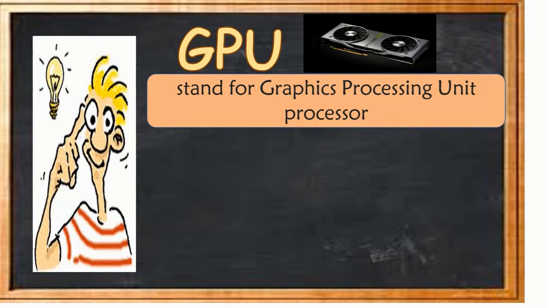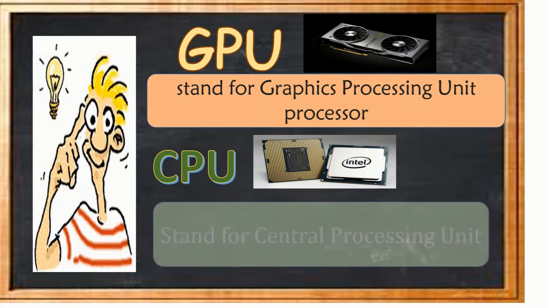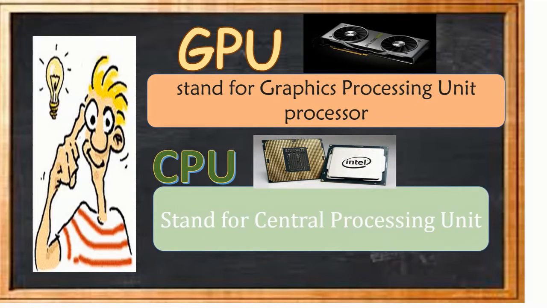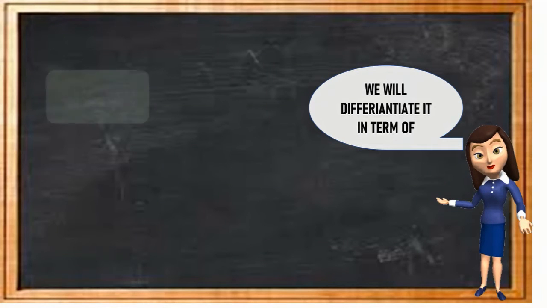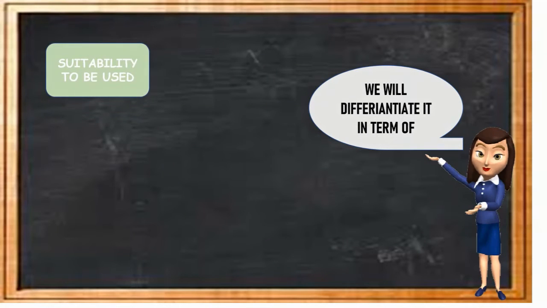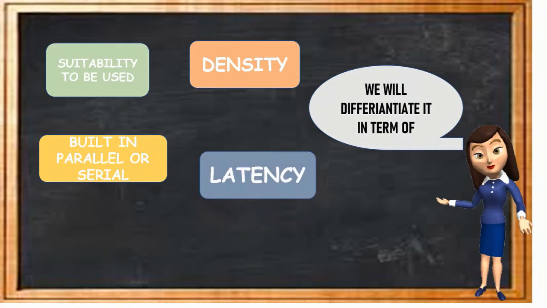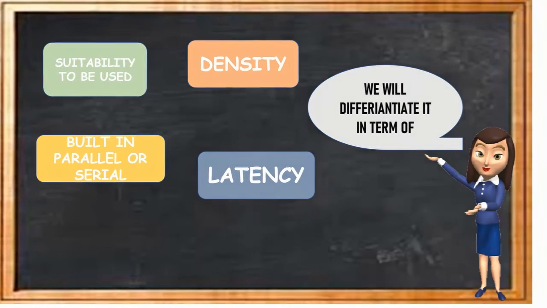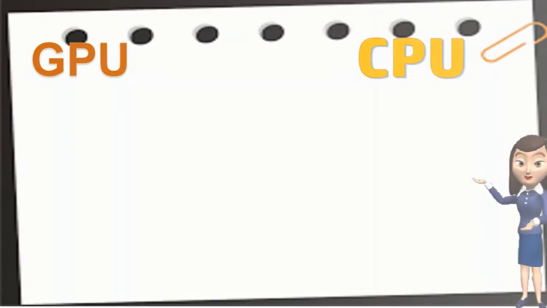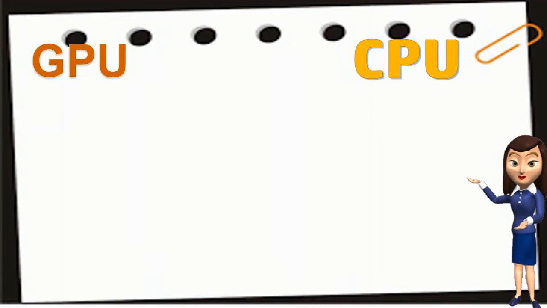GPU stands for Graphic Processing Unit Processor, while CPU stands for Central Processing Unit. We will differentiate in terms of suitability to be used, density, built-in parallel or serial, and the last one is latency. Next, I will try to explain the differences of GPU versus CPU in a simplest form.